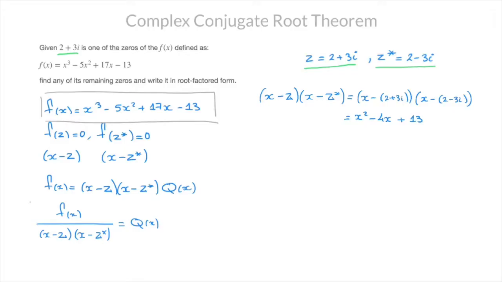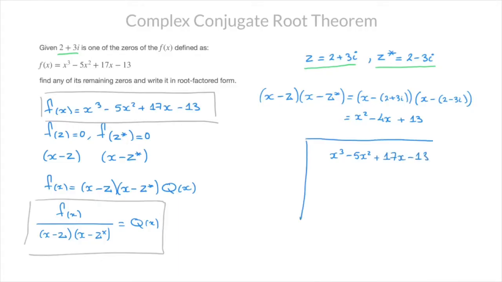So, going back to the expression for q of x, we need to divide f of x by this quadratic function. And to do that, we use long division of polynomials. So let's go ahead. We're dividing f of x, which remember was x cubed minus 5x squared plus 17x minus 13, by (x minus z) times (x minus z star), which led to the quadratic we found a minute ago. In other words, we're dividing f of x by x squared minus 4x plus 13.